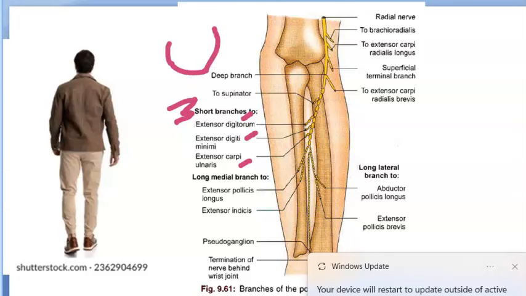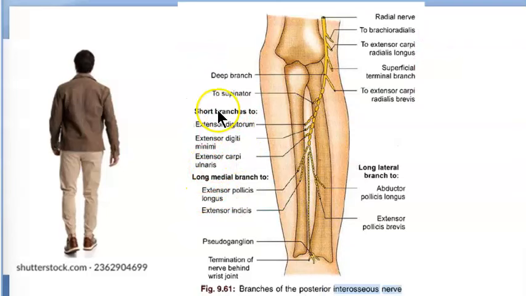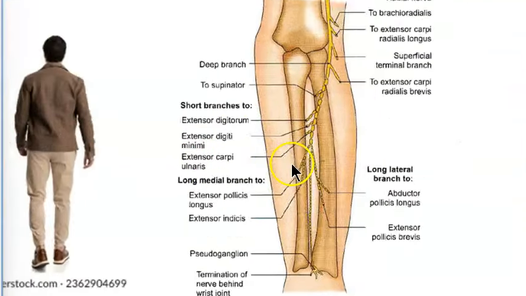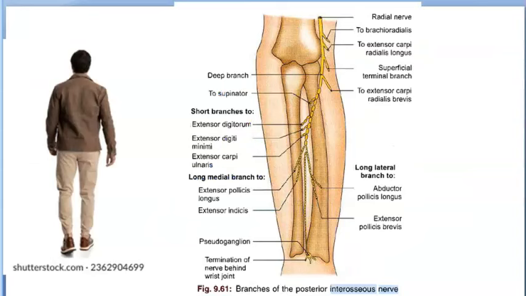Okay, so here we have the ulna, here we have the radius. So on this side you have radialis brevis, here you have the ulnaris. There is no brevis here. Okay, but this is a short branch. Remember, 3 of them: extensor digitorum, extensor digiti minimi, and carpi ulnaris. Remember, 2 of them are digit. Okay. Now let's come to the long branches.